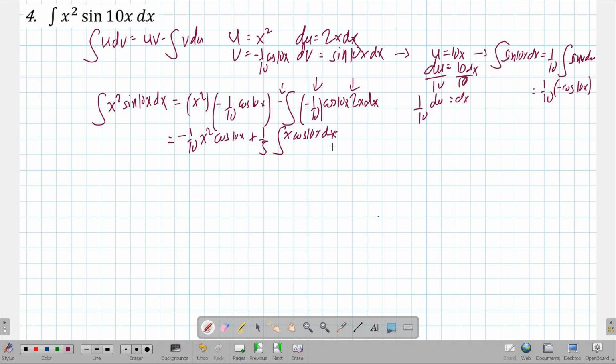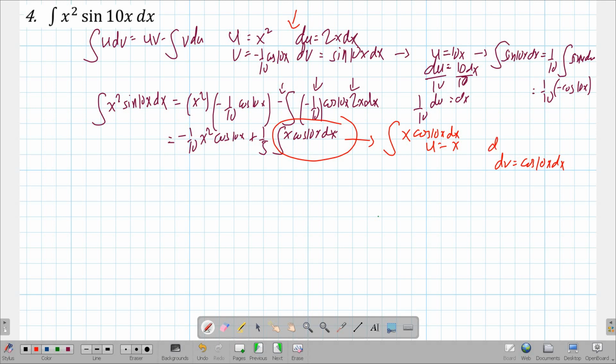If it was just cosine 10x dx, maybe we could have easily performed this integral. But with the x beside it, we have to do a little bit more. So with that, we need to do integration by parts again here. Let's use red color just to indicate. So if we are to do again the integral of x cosine 10x dx by parts, let's follow what we had here. Let u be equal to x and dv be equal to cosine 10x dx.